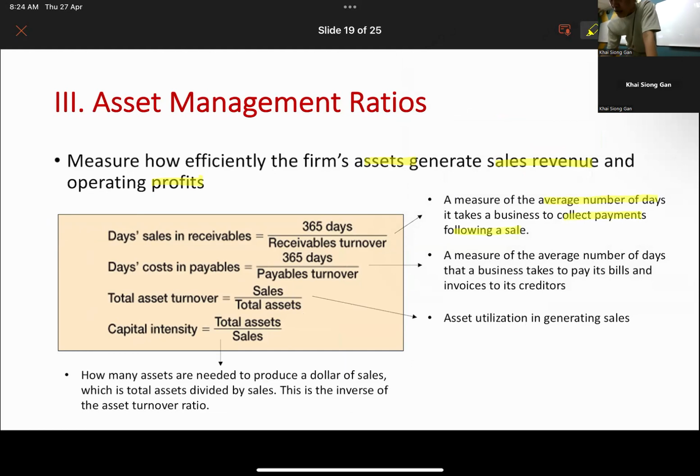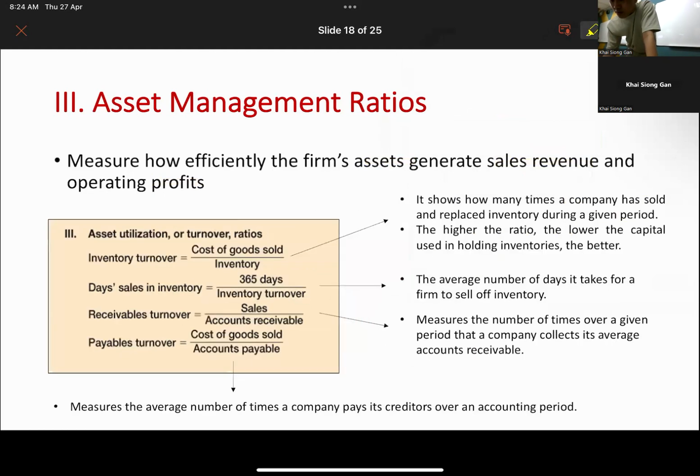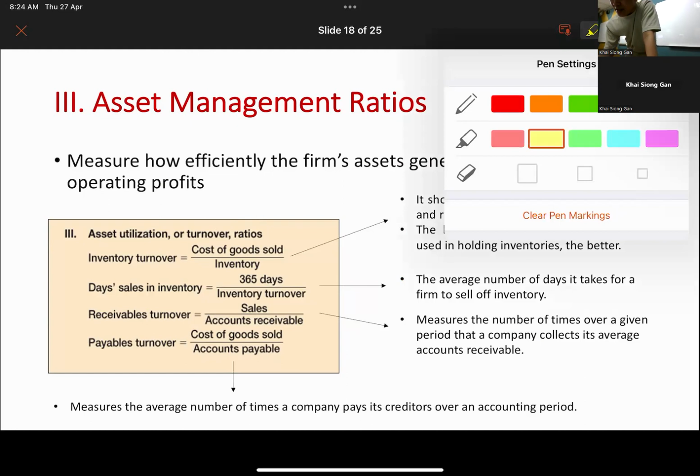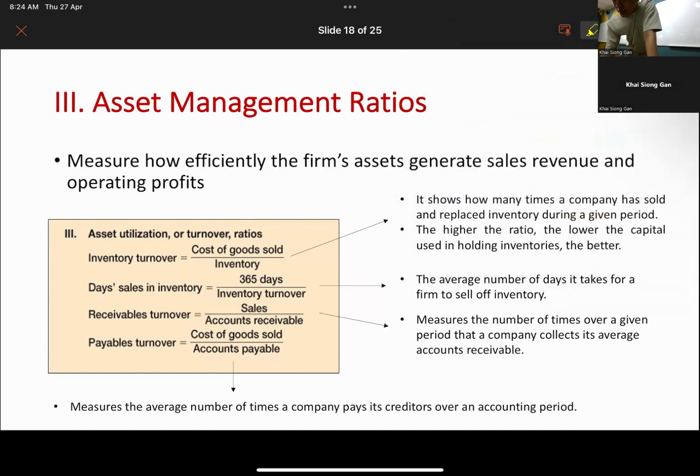Sorry, I think I skipped one page already. It's this page first. Back to here again. Here we look at how the firm uses its assets to generate sales revenue and profits. The first one is inventory turnover. Inventory turnover means I want to see how many times a company has sold and replaced its inventory during a period.